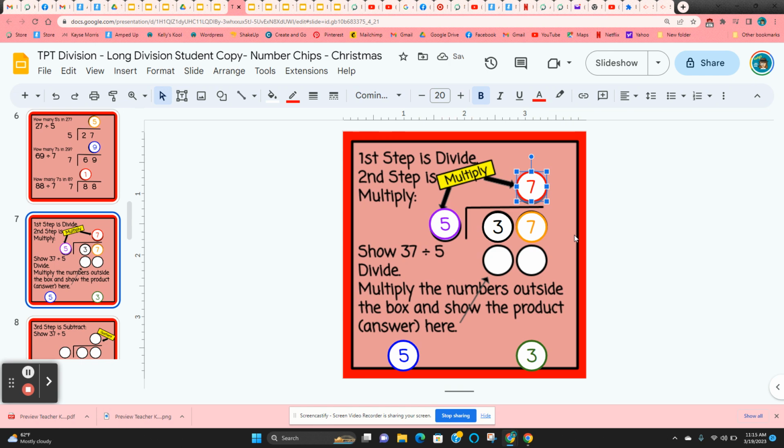Now the second step is to multiply. So now they're going to multiply these numbers on the outside, 7 times 5, which will give them 35. The number chips give them a little bit of confidence. They know they've done it right if they've used all the numbers.